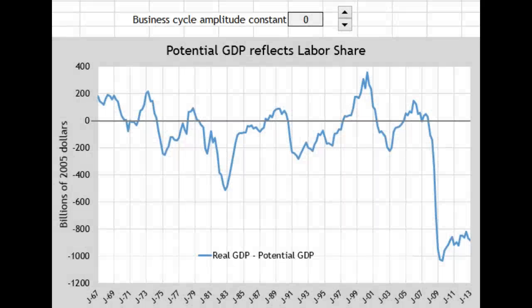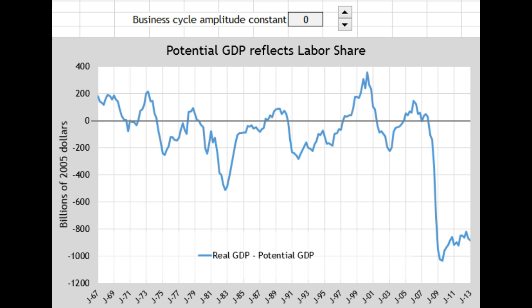Hello, this is Edward Lambert at Effective Demand Research, and this is going to be a video explaining the relationship between potential GDP and labor share. I'm going to show that potential real GDP reflects labor share. And in doing that, we're going to have to understand what potential real GDP really is in reality.